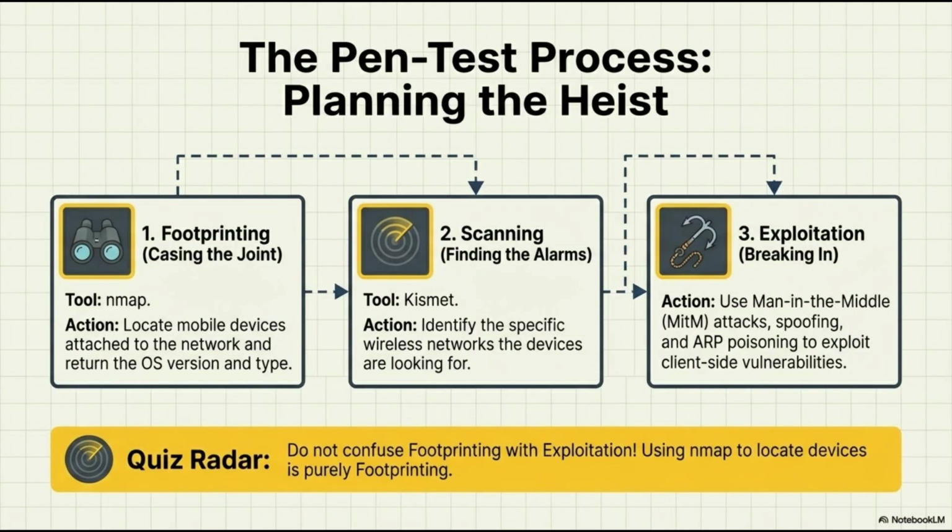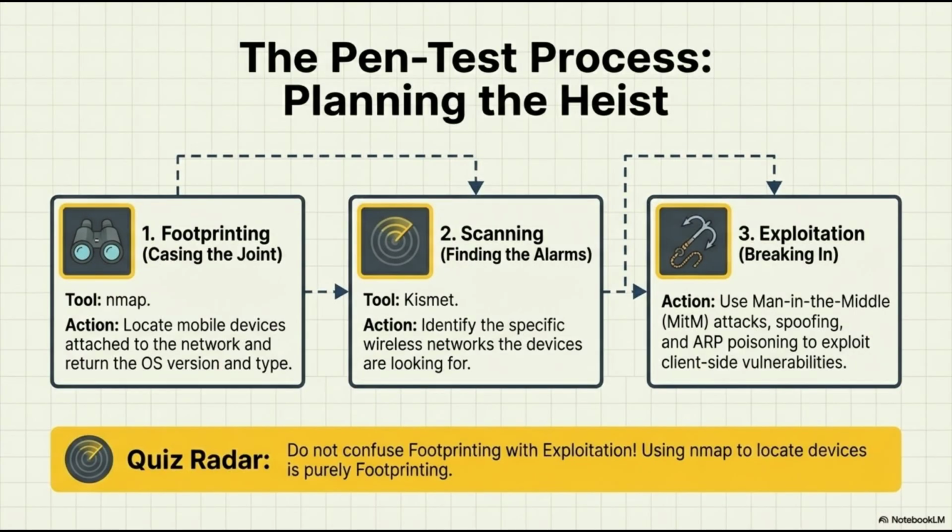Exactly. Using network mapper tools like Nmap to locate mobile devices attached to a network and return their OS version and type. Step 2 is scanning. Finding the alarms. Using tools like Kismet to passively identify the specific wireless networks the devices are looking for. Step 3 is exploitation, breaking in, using man-in-the-middle attacks, spoofing, and ARP poisoning to exploit the client-side vulnerabilities discovered earlier.